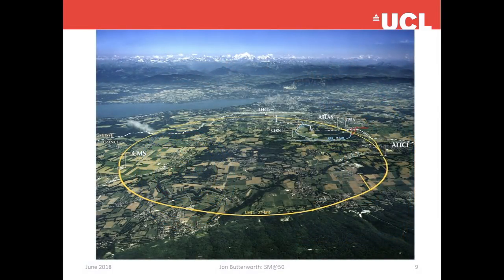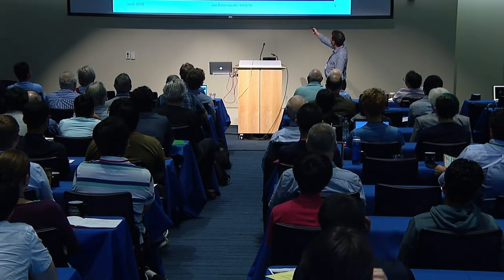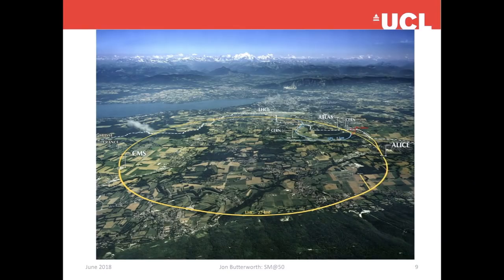So this is the result. I always feel duty-bound when I show this picture to point out that they wouldn't let us paint the yellow line on the thing. So if you're flying into Geneva Airport, you don't actually see this. But this is Geneva Airport here, and this is the path of the Large Hadron Collider, and this is the main laboratory at CERN. And you see ATLAS and CMS pretty much diametrically opposite each other on the ring.